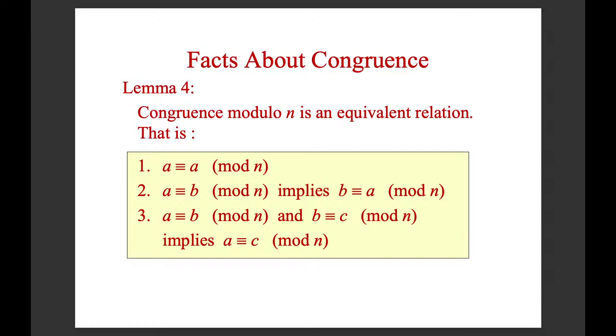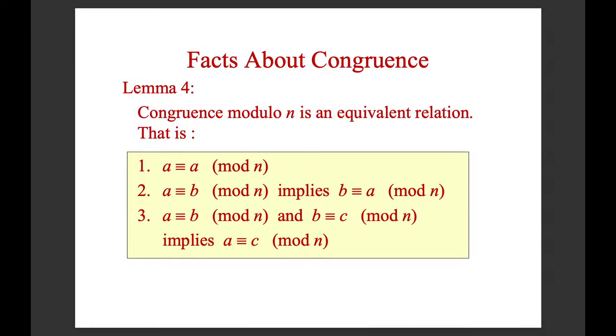Now finally, to check whether a relation is an equivalence relation, we also want to have the transitive property. The transitive property says that suppose A is related to B, and B is related to C, then we must have A is related to C. Translating into the congruence relation, we want to check if we know A is congruent to B, and B is congruent to C, whether A is congruent to C. It's true, because n divides the difference of A and B, and n divides the difference of B and C.